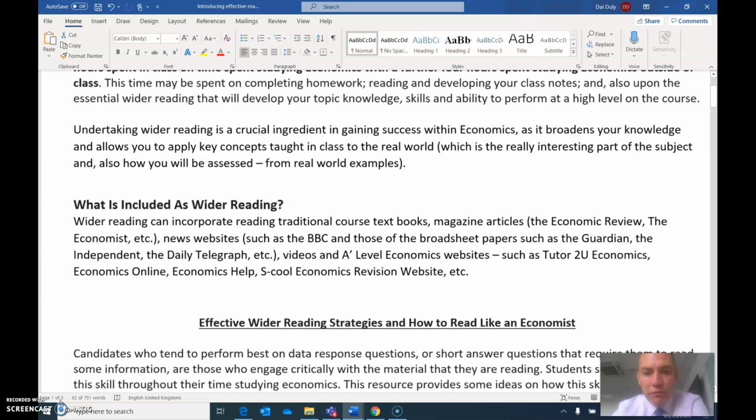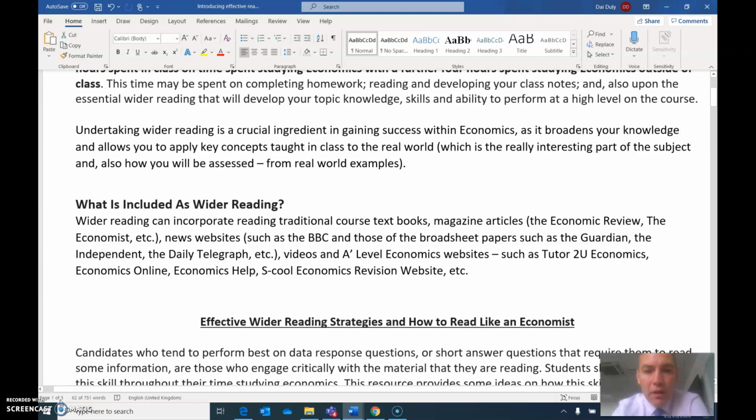Now, a few of you have been asking me what's included as wider reading, and I know some of you have started your wider reading already as well. Obviously traditional textbooks, and I can show you the one from Anderton in class in T13, the latest edition. I can't remember if we're on number 6 or number 7. It's the WJEC one. The Economic Review, which you can find down in the LRC or the library, is fantastic and has articles at a good level.